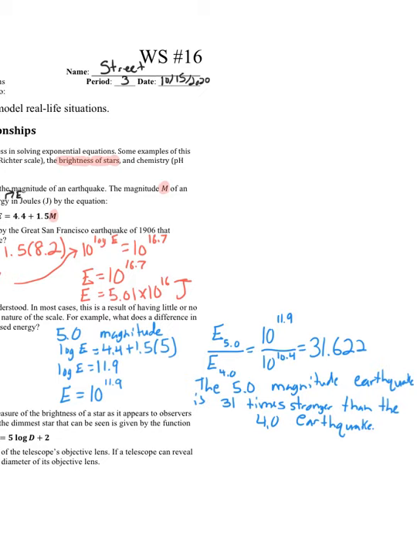That's what this problem is telling us when we compare a difference of magnitude of 1. And it doesn't matter what numbers we picked. If I picked a 6.0 and a 5.0, I'd see that 31 as well. If I picked a 7.0 and a 6.0, we're going to see that it's always about 31 times stronger when you're going up one entire magnitude level.